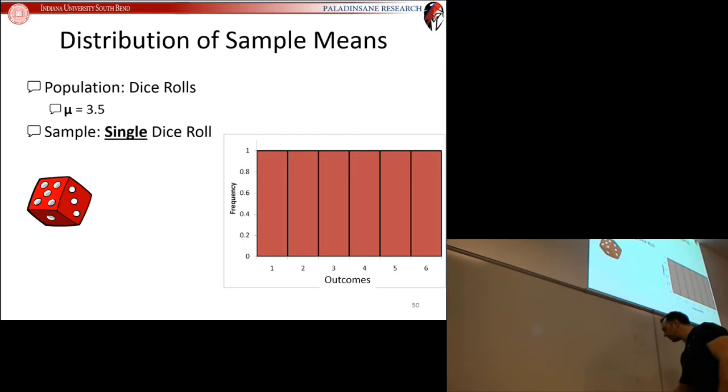And we take a sample of dice rolls. So we roll a single dice. If it shows up 5, we sum the scores. It's 5. We divide by the number of scores. That's 1. We end up with a mean of 5.